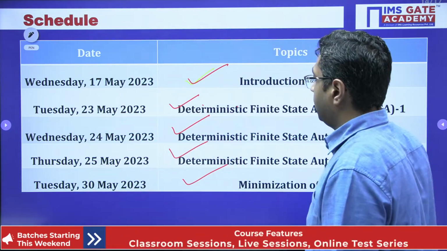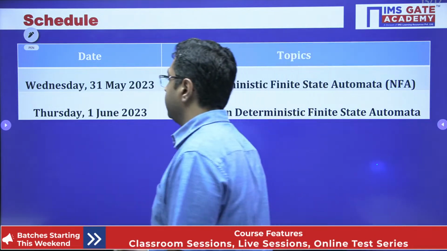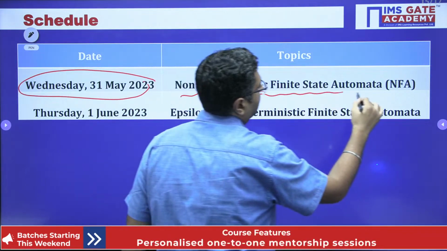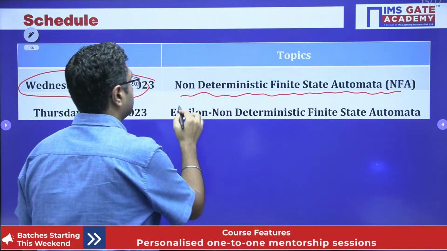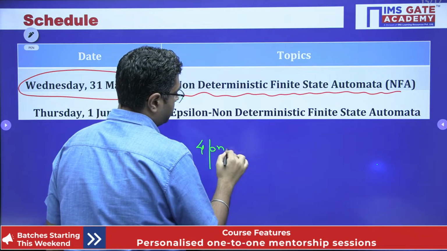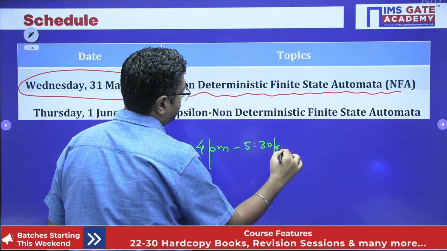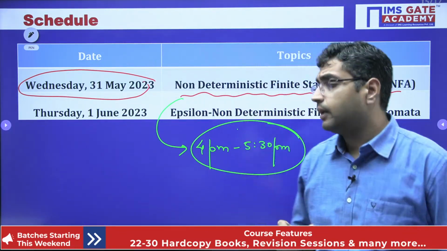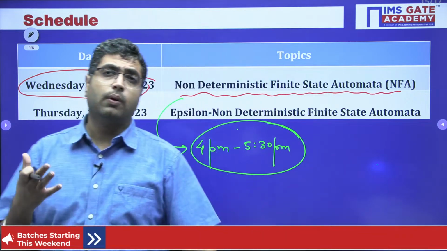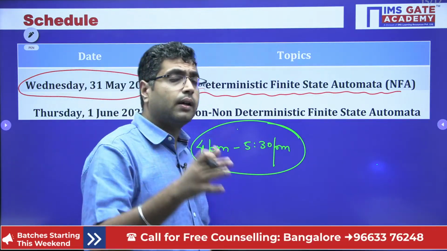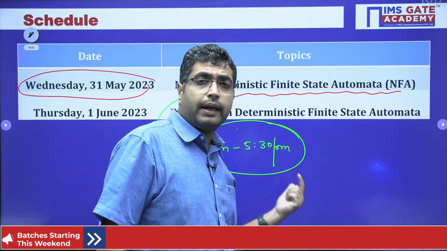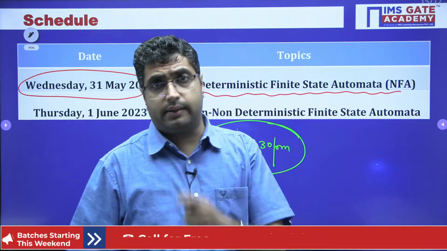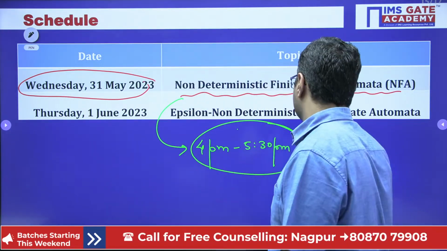Now, what are the other sessions? We'll meet Wednesday, that is 31st of May, on non-deterministic finite state automata. That is tomorrow from 4 p.m. to 5:30 p.m. we'll be talking about non-deterministic finite state automata. What is the need of non-deterministic finite state automata, why we make it, and then we will see certain examples on non-deterministic finite state automata. We'll also learn how to convert an NFA into a DFA, and we'll also see that every NFA is convertible to an equivalent DFA, right? So this is what we'll do in the next session.